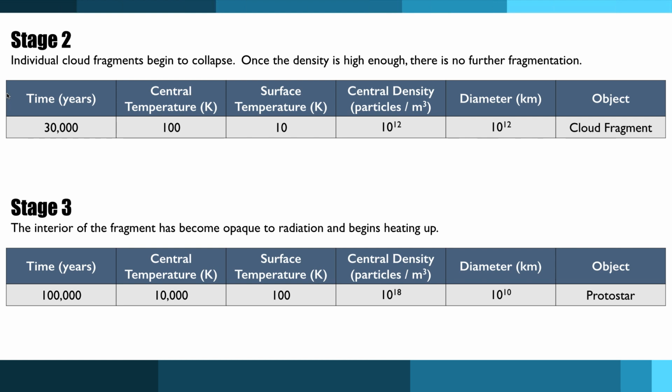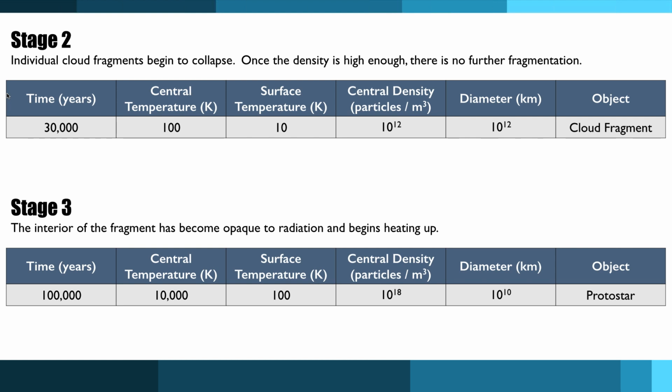In stage 3, about 100,000 years after it first started contracting, the stage 2 cloud fragment has now shrunk into a gaseous sphere, so it kind of starts to look a little bit more like a star than a cloud now. And it's still going to be very, very large and relatively cool, although it's heating up as it starts to collapse. The diameter is about 10 to the 10 kilometers, which is going to be roughly the size of our solar system. So you can imagine something that kind of looks like a star extending out to Pluto's orbit.